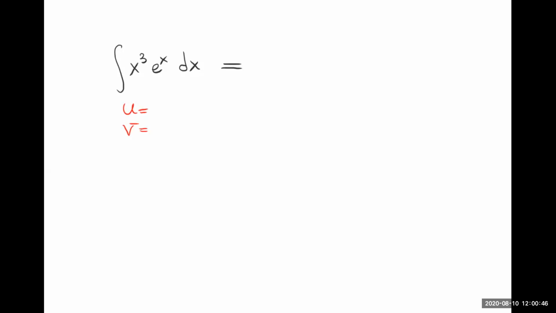So remember, maybe I should just write a very short review here. Integration by parts says the integral of u dv is equal to uv minus the integral of v du. So that's what integration by parts means.